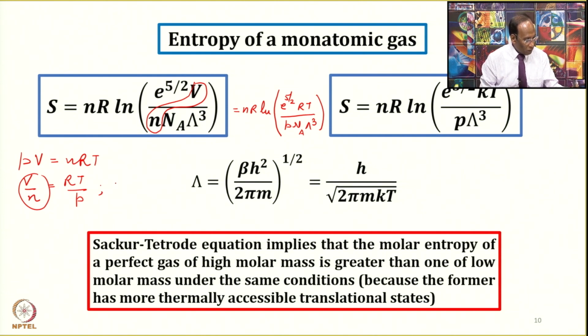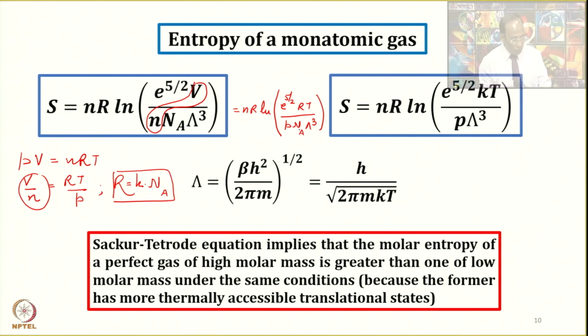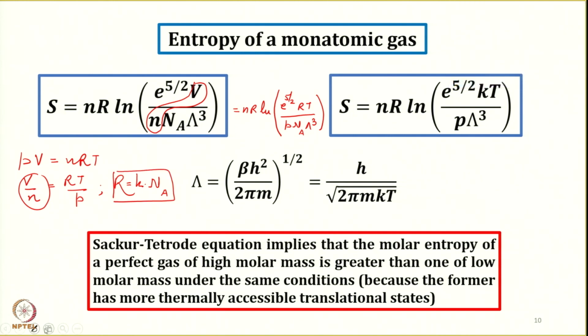Okay. Then R is equal to k times Avogadro constant. This is another equation. That means R upon Na is equal to k. So therefore, the new expression that we get is exponential 5 by 2, R upon Na is k, T upon P lambda cube. In terms of volume, we have the Sackur-Tetrode equation, and now we have it in terms of pressure.